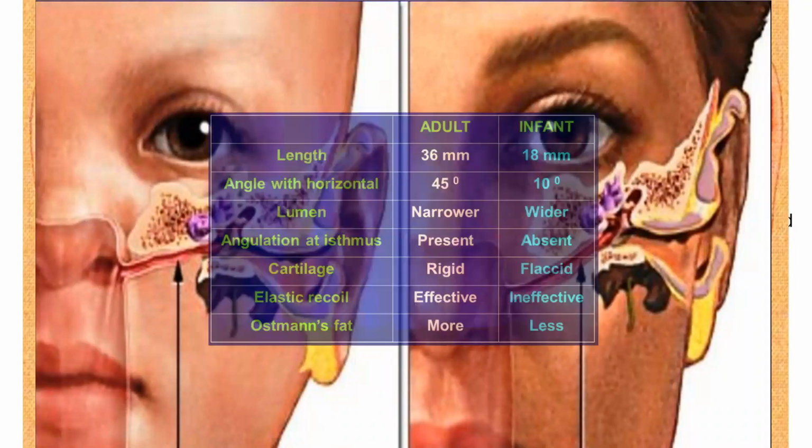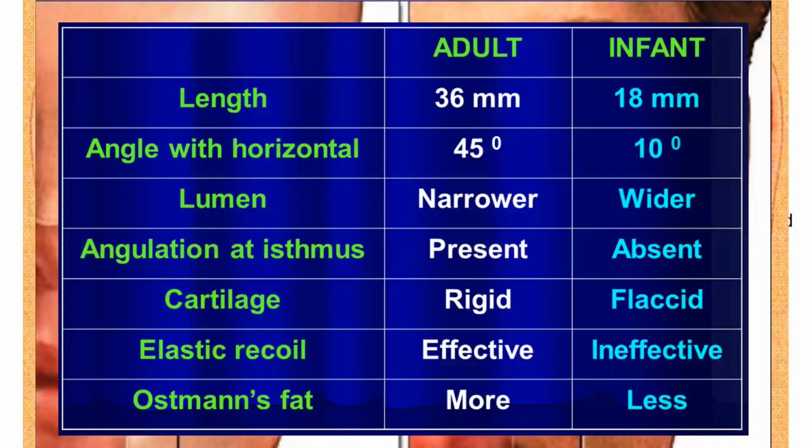This tabular column will help us to understand the difference between the anatomy of the Eustachian tube in adults and infants. So the length is around 18 millimeters in infants. The angle with the horizontal plane is around 10 degrees. So it is almost horizontal in infants, whereas it is 45 degrees in adults. The lumen, the open cavity of the Eustachian tube, is narrower in adults compared to wider in infants.